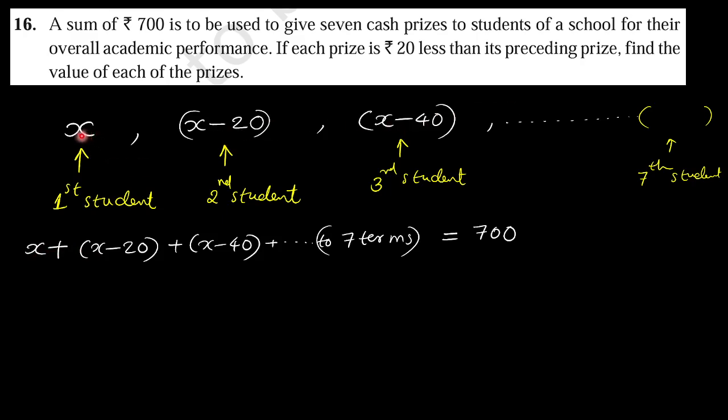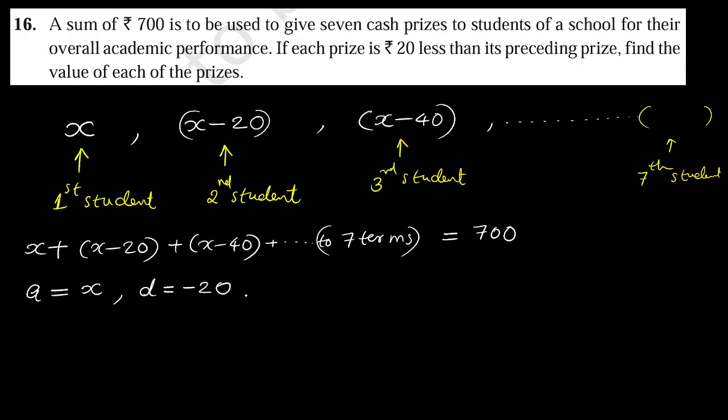So if I get the value of x, I can find out each amount. If I find the value of x, I will get the answer. But x I don't know. So this is an arithmetic progression with the first term x. Common difference is minus 20, not plus 20, because the first term plus minus 20 gives the second term.